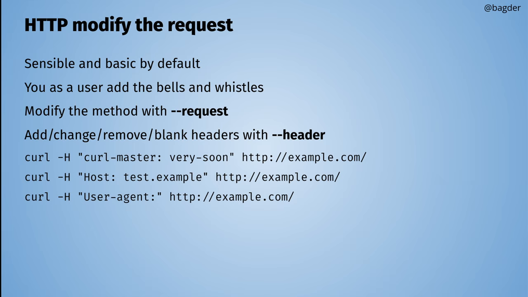If you don't provide any content on the right side of the colon, like this, user agent colon, you tell curl to not use its own version. In fact, don't use any at all. It just removes this header from the default request. So it'll send the same request except this particular header. And you can, of course, combine everything of this in the same request if you want to.